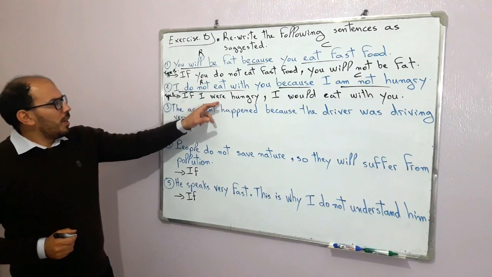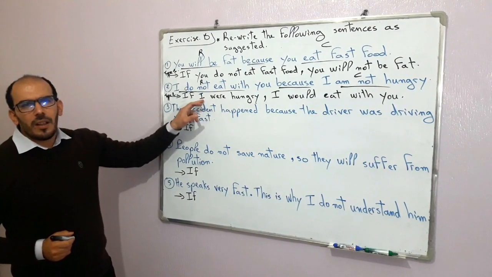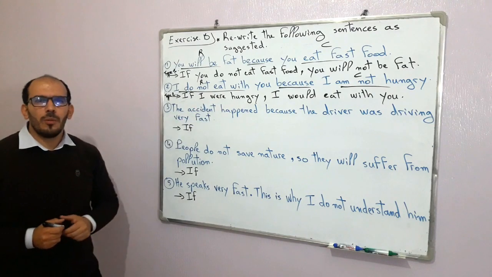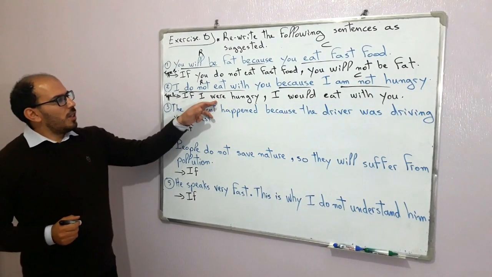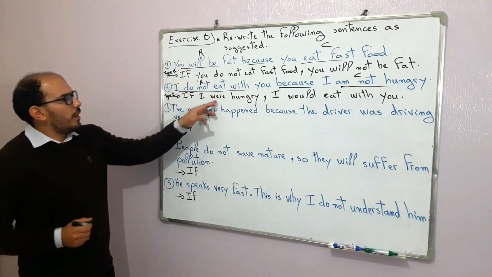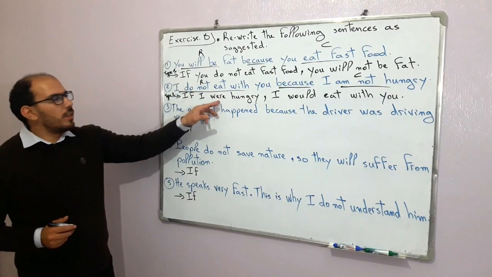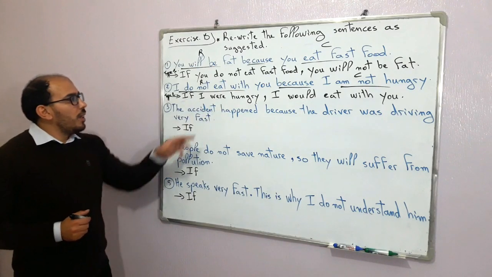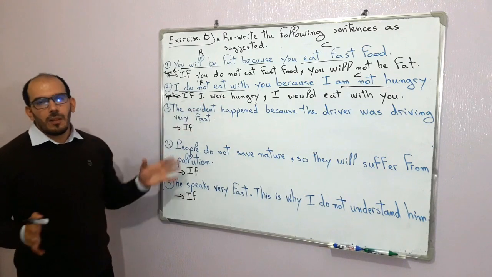Just between brackets, some may say, why did you put were? We have I, so we have to put was. It's incorrect. So we have to put was, not were. So I just say in this case that the majority say that we have to put were because it is an imaginary situation. If you put was, there is no harm in that.